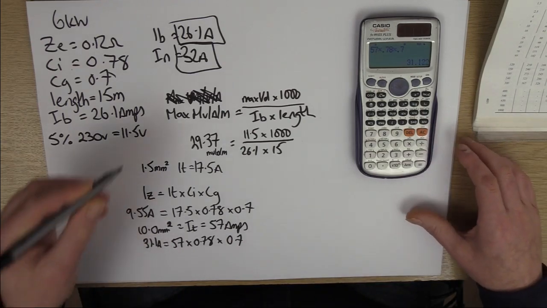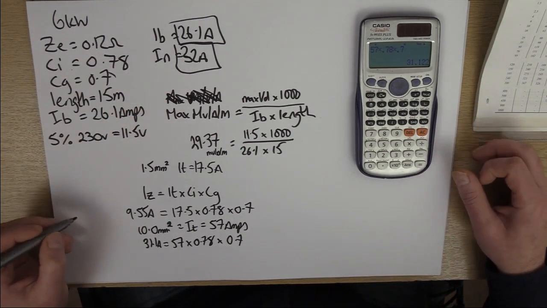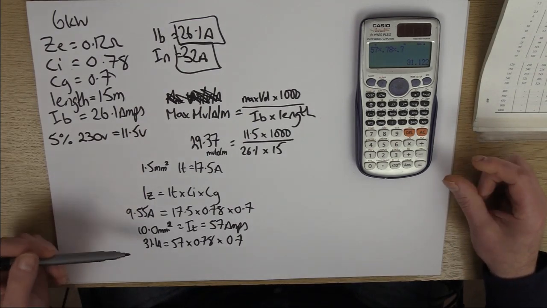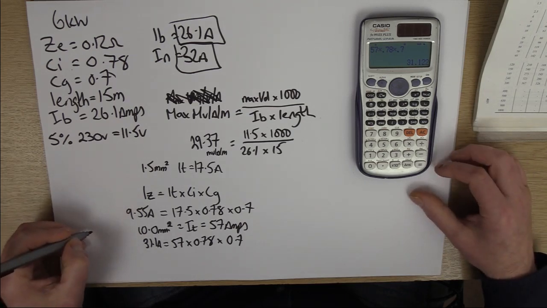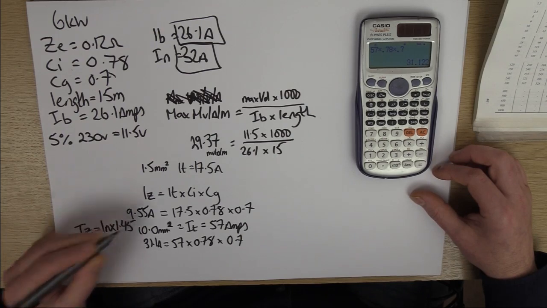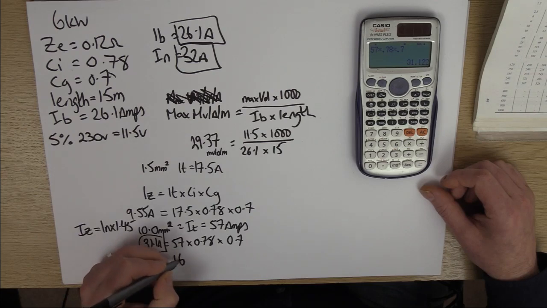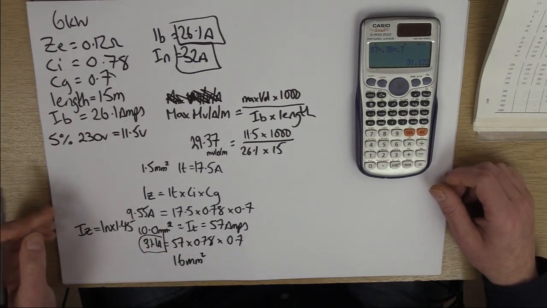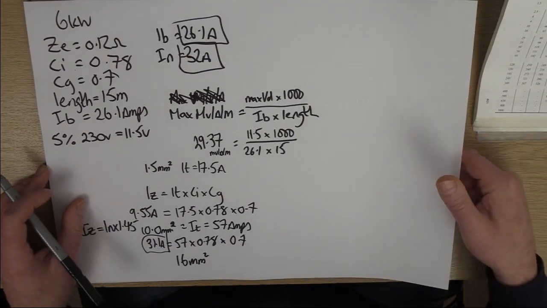31.1. So it's still not the same because our IZ is less than our IN, and it has to be the other way round. IZ must be the same or more than IN. If it was overload, we said the IZ would have to be IN times 1.45, but we don't have to worry about it in this case. So again, we got there pretty quick the first way. There we go. That's method 2 sorted. So that's our live cables.